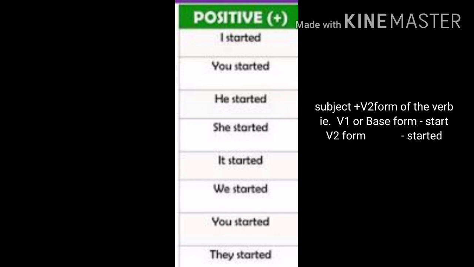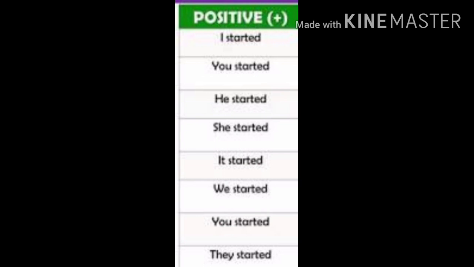For a positive sentence, we want to use subject plus V2 form of the verb. Here the V1 or base form is start. So, the V2 form of start is started. V1 means present and V2 means past. Here the past tense of start is started. So, listen here. I started, you started, he started, she started, it started, we started, you started and they started. Here we add ed to the base form of the verb.